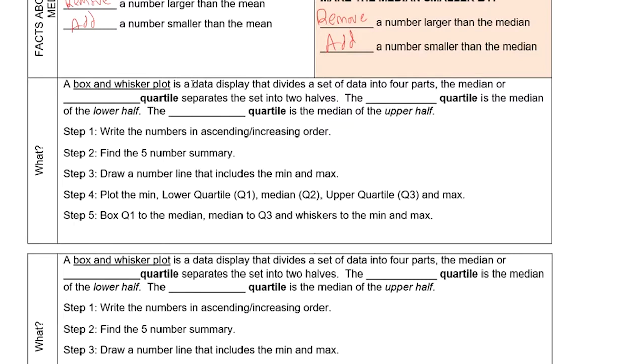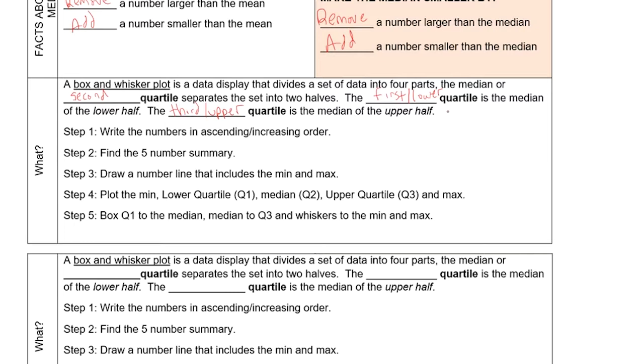All right, next we are going to look at the box and whisker plot. A box and whisker plot is a data display that divides a set of data into 4 parts. The median, or second quartile, separates the set into 2 halves. The first, or lower quartile, is the median of the lower half, and the third, or upper quartile, is the median of the upper half. So let's take a look at the first half.